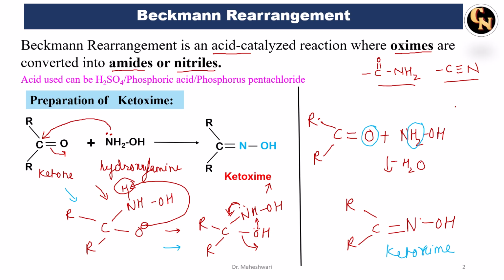Okay, to prepare ketoxime. In the same fashion you can get aldoxime, only difference will be what? Instead of R there will be H. This is your aldoxime. So if one of the R groups is replaced by hydrogen here, then the compound you will be getting is aldoxime. Okay, so this way you can prepare any of the oximes, either aldoxime or ketoxime.